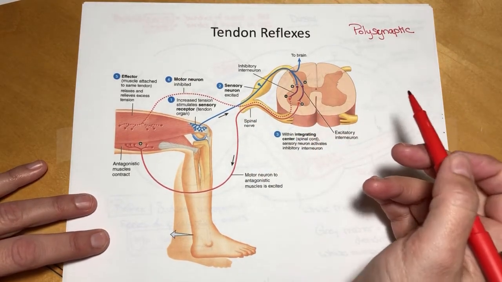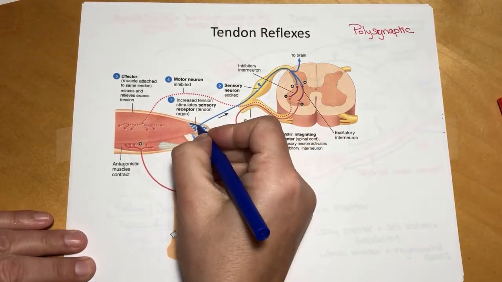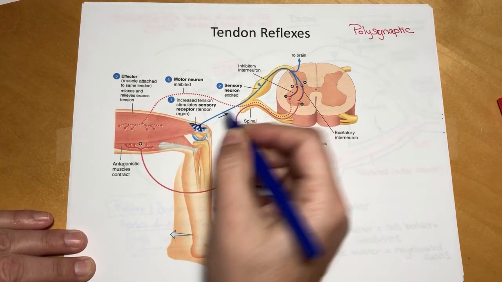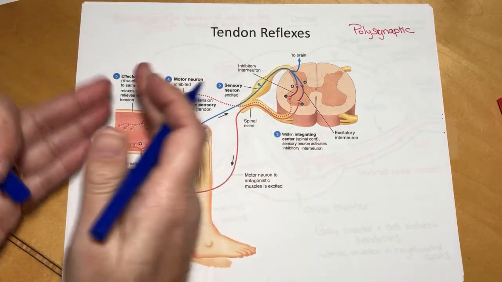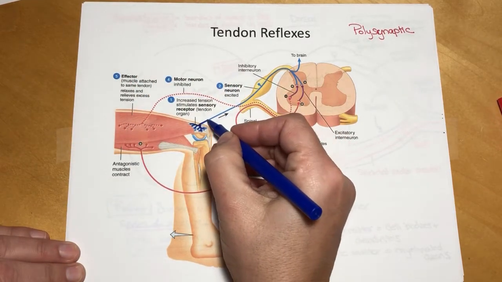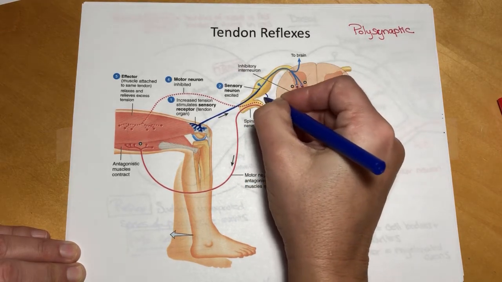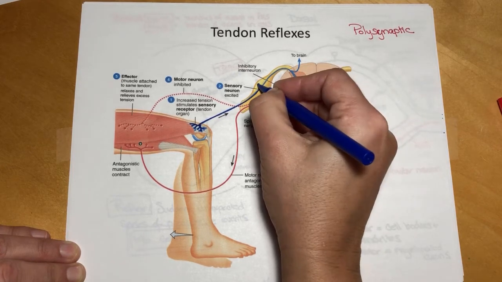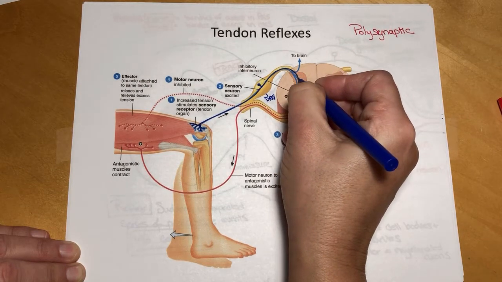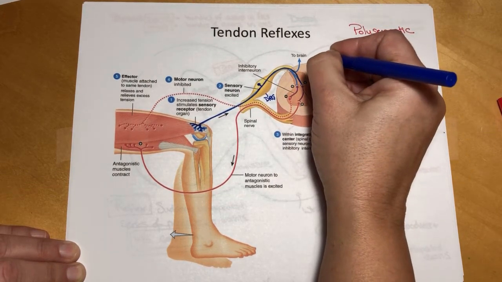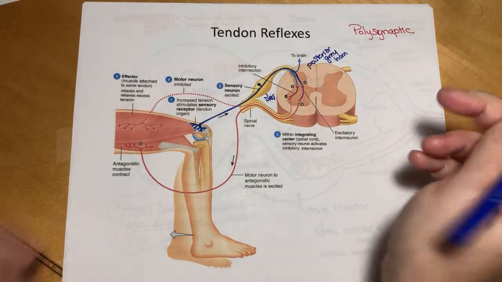So let's start here. The sensory neuron, I should start in blue. The sensory neuron is feeling the amount of tension in the rectus femoris tendon. There's a lot of tension. This thing is really contracted. So that sensory information is going to come in on the dorsal side. Here's the dorsal root ganglion. Here's the cell body of our somatosensory neuron. And we're going to come in to this posterior gray horn. Remember, this is where sensory neurons synapse.